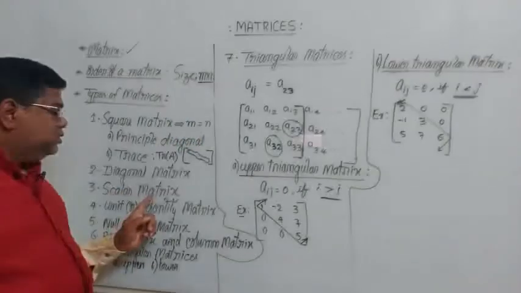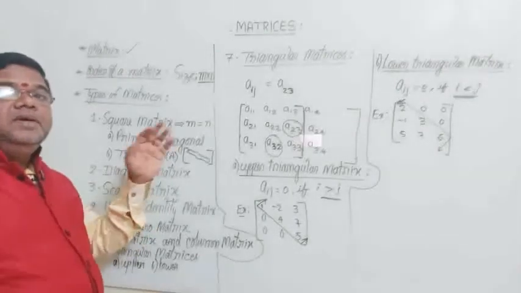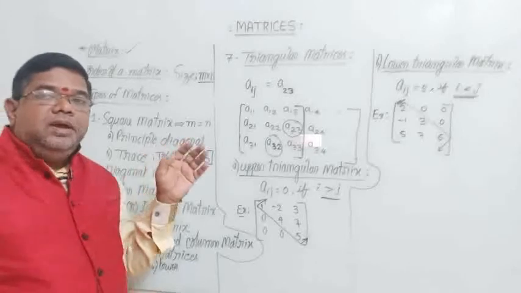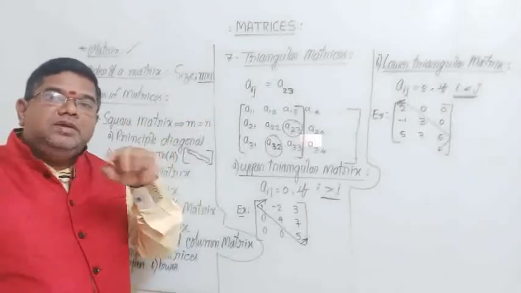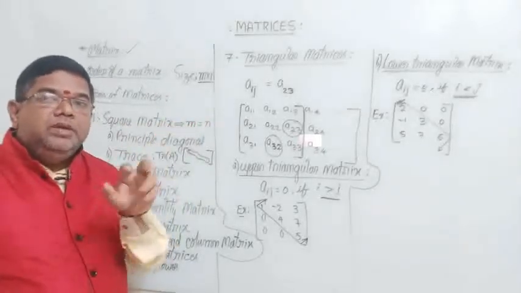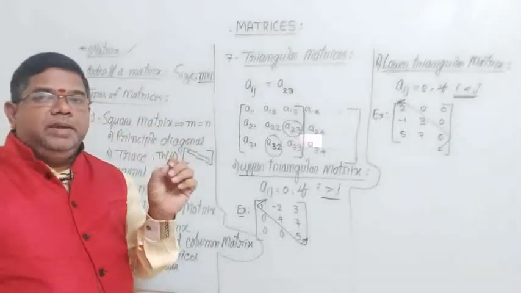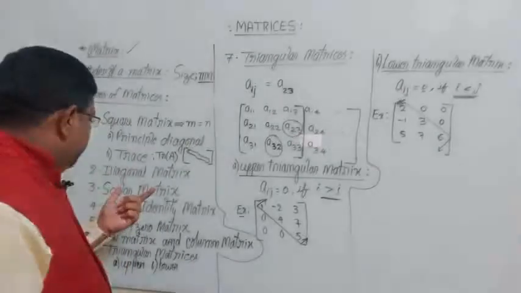Okay. Next one is scalar. If the diagonal elements are the same, scalar means same, you can remember it very easily. Principal diagonal elements are the same, like 2, 2, 2 or 3, 3, 3, and the remaining elements are zeros. That is called the scalar matrix.